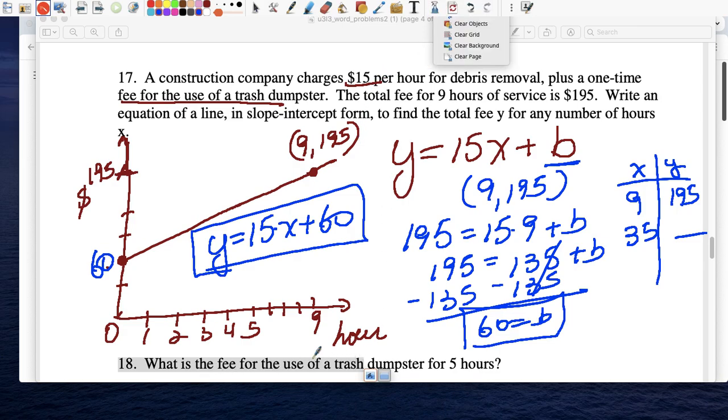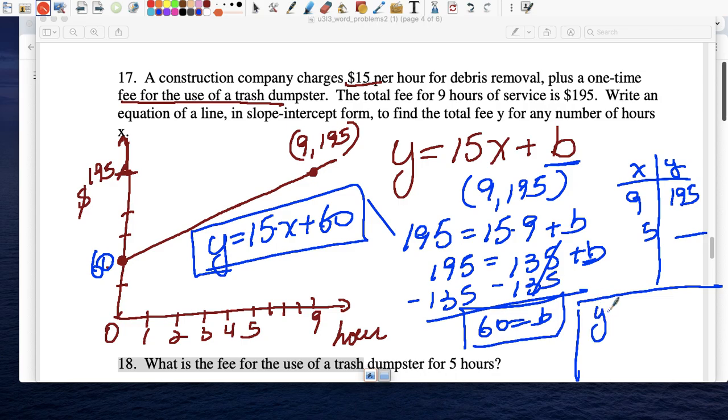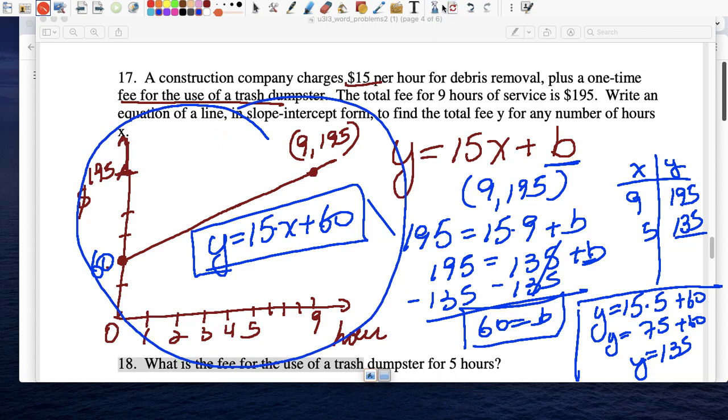What's the fee for the use of the trash for 5 hours? Well, there we go. So in 5 hours, that's what they're asking. How much are you going to pay? Well, in 5 hours, we would go y equals $15 per hour times 5 hours plus $60 for the dumpster fee. So y equals, 15 times 5 is 75 plus 60, so a total of 135. So your y, your output, would be 135. Again, this guy here comes in so handy. So try to do it.